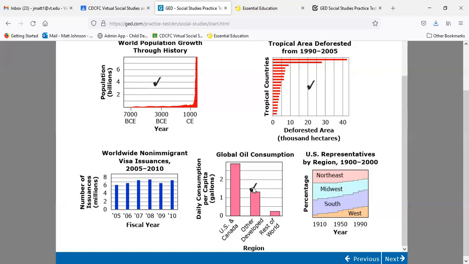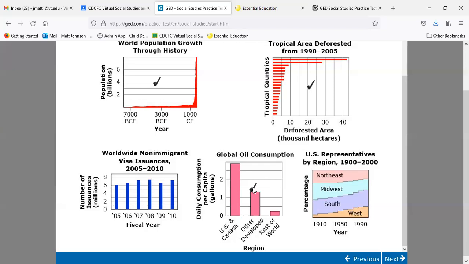sustainability. Worldwide non-immigrant visa issuances is just the movement of people, right? So there's no correlation there as far as sustainability. U.S. representatives, right? That's also something that's kind of out of bounds.